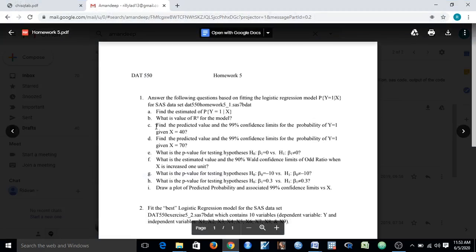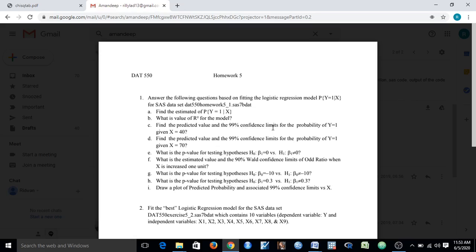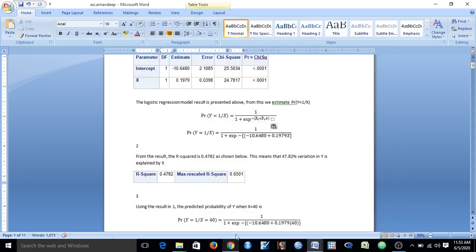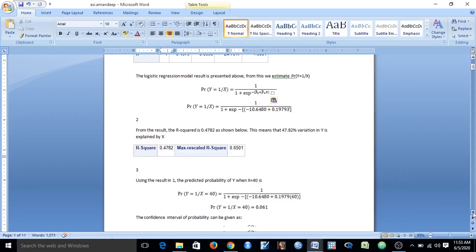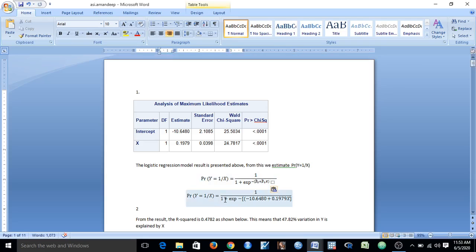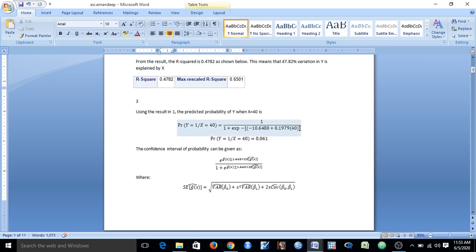Then the third question is that find the predicted value and the 99% confidence limit for the probability of y equals to 1 given x equals to 40. So the first thing we have to do here is, from this result in equation 1 over 1 plus exponential of this x, we just substitute the 40 for x. So evaluating this, we see that our probability of y equals to 1 given x equals to 40 is 0.061.